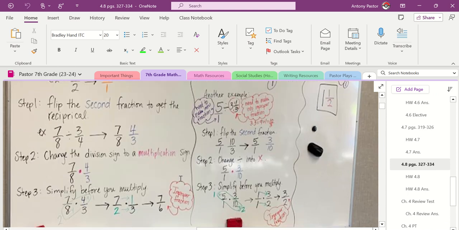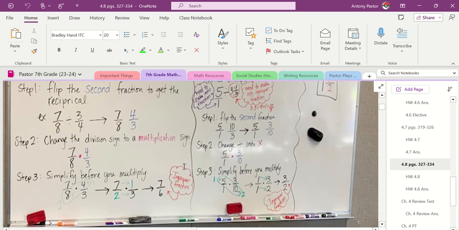So again, according to our notes, step 1 is to flip the second fraction. We change the division symbol to multiplication, and then we can simplify before we multiply. Again, you don't need to simplify before multiplying. You don't need to find the cross simplification. It will make your job harder. So if you can simplify before you multiply, please do, because otherwise you will be simplifying later on. Or in this case, this improper fraction would have become a lot harder because you would have had 28 over 24, and you would have had to figure that out.